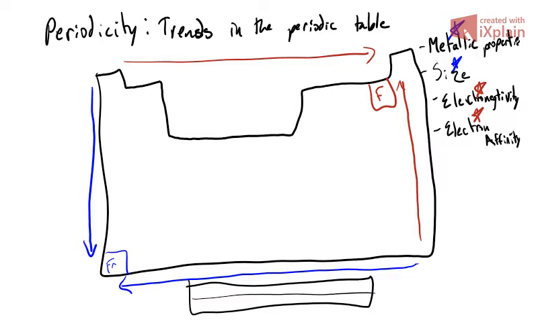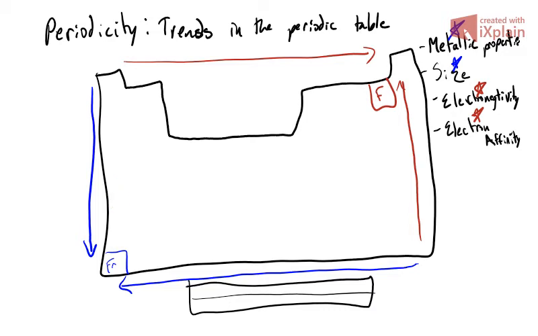Okay, size. As you go to the right of the periodic table, not only are you increasing the electrons, but you're also increasing the protons. So you're increasing the positive charge in the nucleus. So that nucleus is going to be pulling those electrons towards it stronger, with more charge, than something that is all the way on the left, because it has fewer protons.